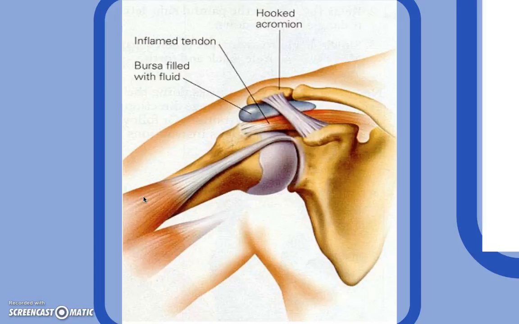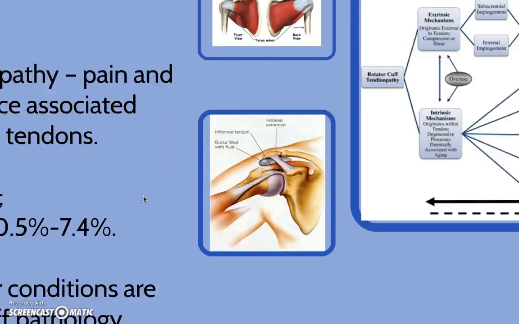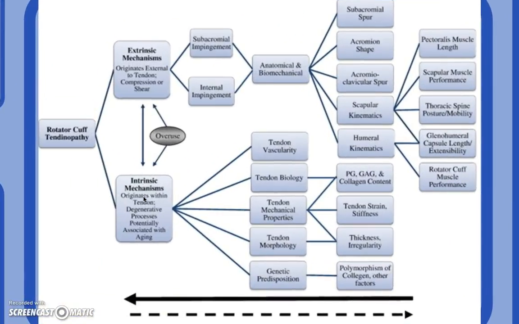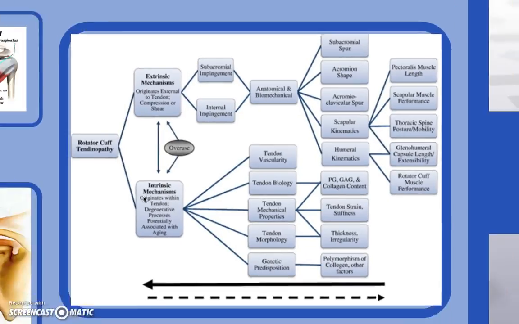The incidence of rotator cuff tendinopathy ranges from 0.3 to 5.5% and annual prevalence from 0.5 to 7.4%. 50 to 70% of shoulder patients seen by clinicians are related to rotator cuff pathology. Rotator cuff pathology can be caused by intrinsic and extrinsic factors. These factors are shown in the following figure.